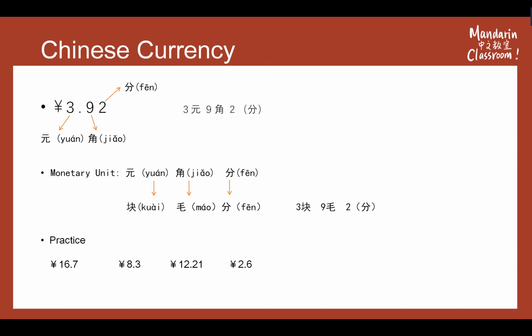16.7. Here we don't say 16.7毛 because we avoid saying the last unit of the price. Here the last unit is 毛, so in oral Chinese we usually avoid saying that. So the price is 16.7.